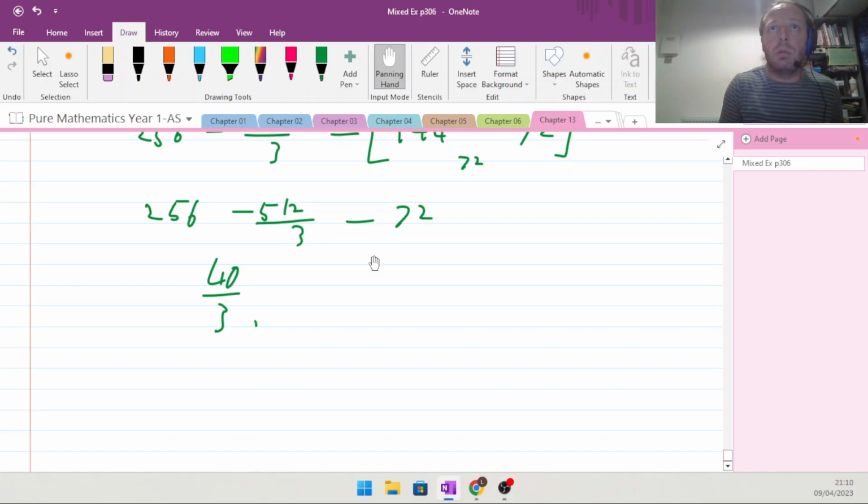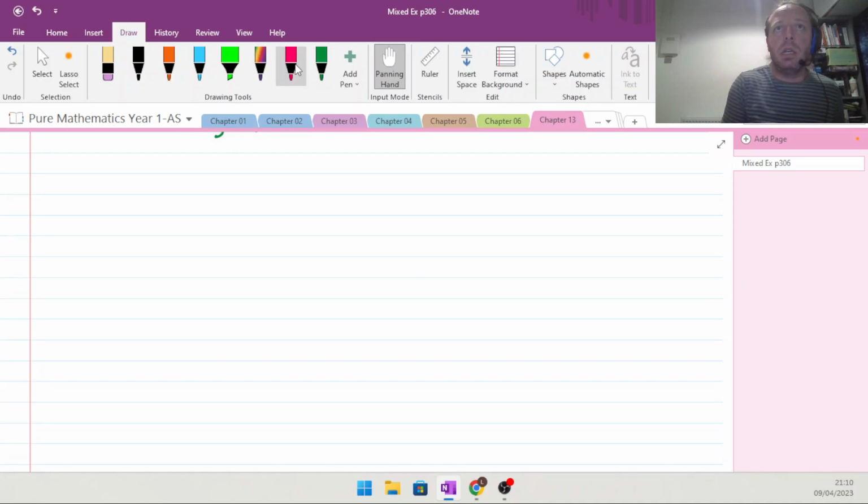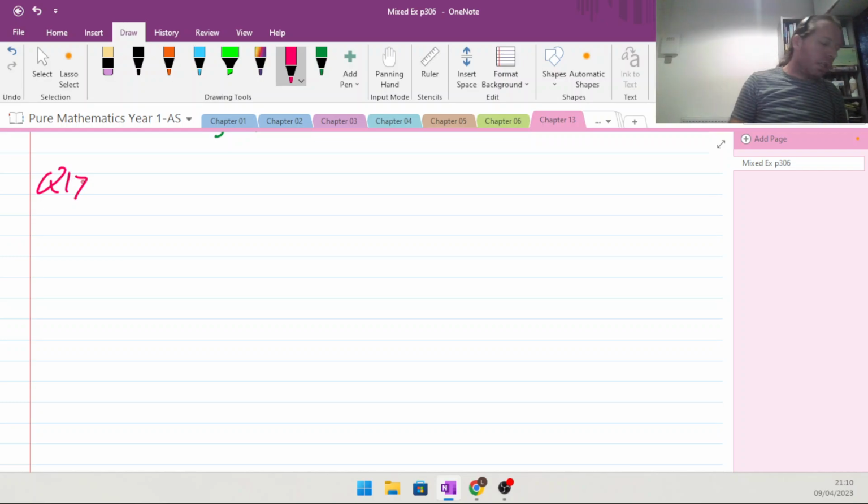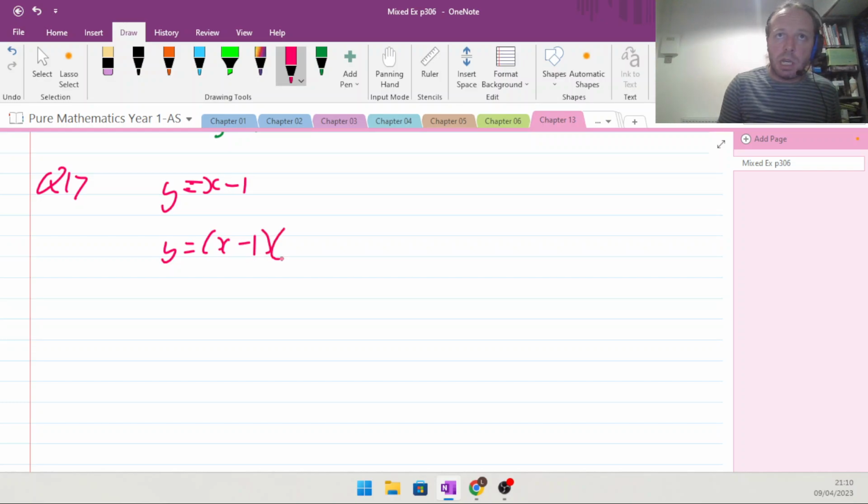Okay then, on to question 17. Something similar. The diagram gives us a curve with equation y equals (x minus 1)(x minus 5), meeting a line y equals x minus 1 at A and C. The curve meets the axis at A and B. Write down the coordinates of A and B and find the coordinates of C.